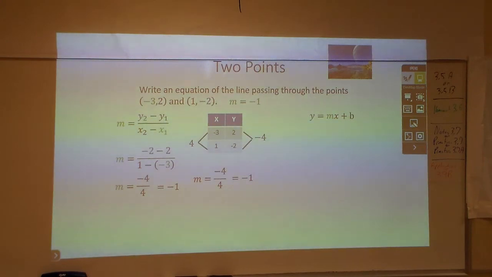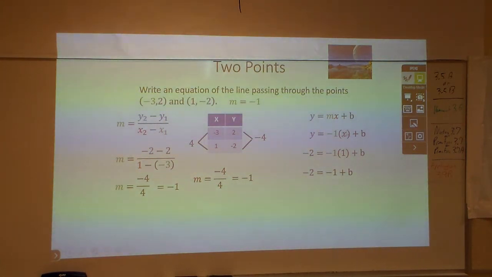Now I like using this method here. I know m's negative 1. I want to go over here and see the y. I'm going to use this y right here, which is negative 2. And I'm going to use this 1 right here, which is a 1. And I put it in here. If I take 1 times negative 1, I get negative 1. So this negative 2, that's my y, that's my m, that's my x.